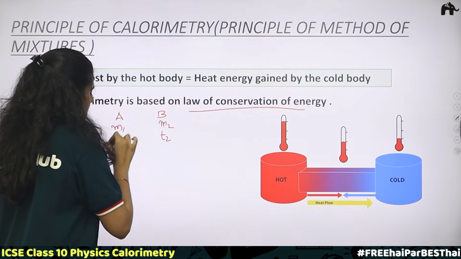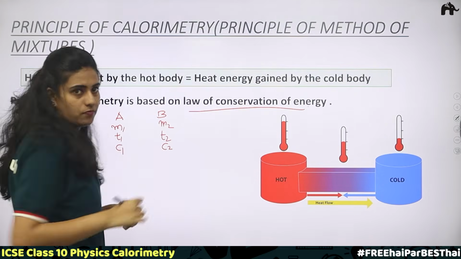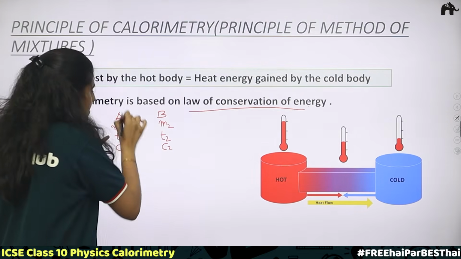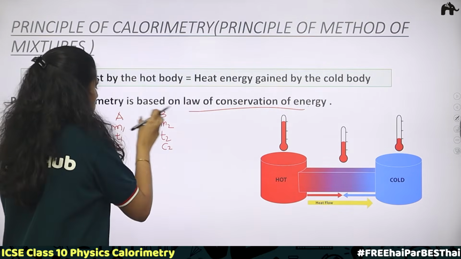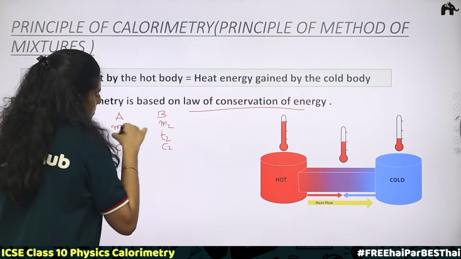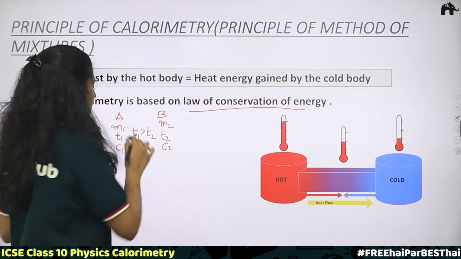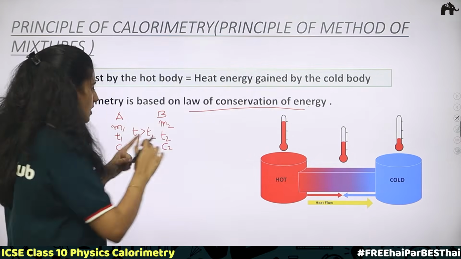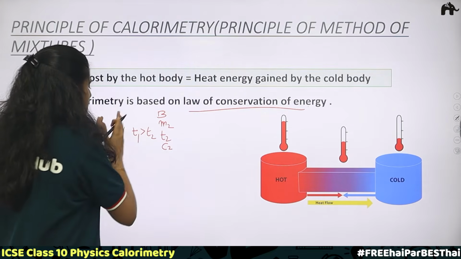Specific heat capacity of A is C1, specific heat capacity of B is C2. We are having a condition, A is the hot body and B is the cold body. Or you have two substances A and B and they are mixed together. Therefore, temperature T1 will be greater than T2 because A is the hot body. T1 greater than T2.